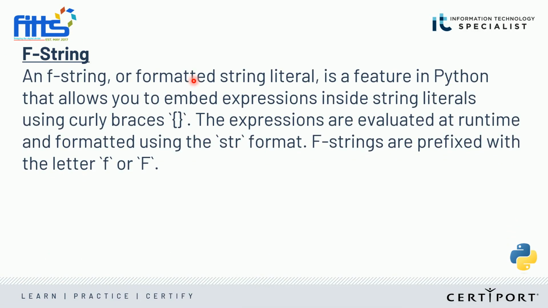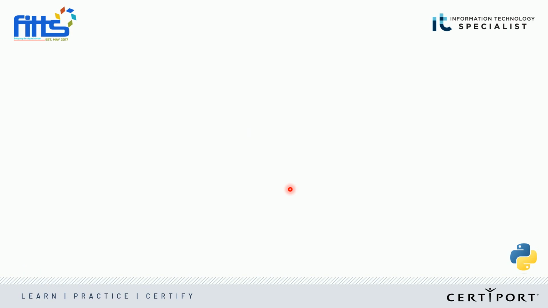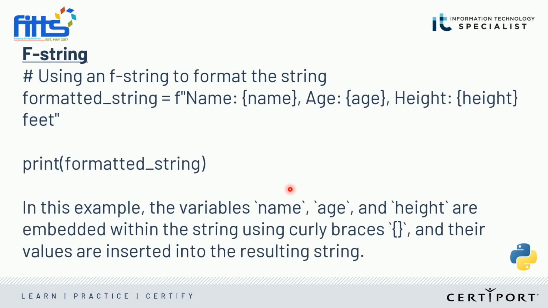So an F string or formatted string literal is a feature in Python that allows you to embed expressions inside string literals using curly braces. So the expressions are evaluated at runtime and formatted using the string format. F strings are prefixed with the letter F, so small f or capital F. So there's an example: name, Augusta, age 32, height 5.2. So if you are using the F string, that's what you're going to get.